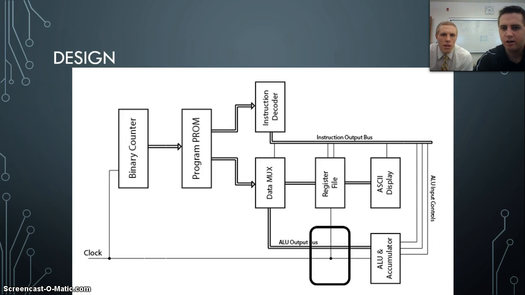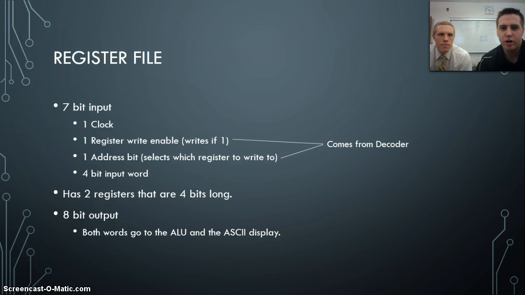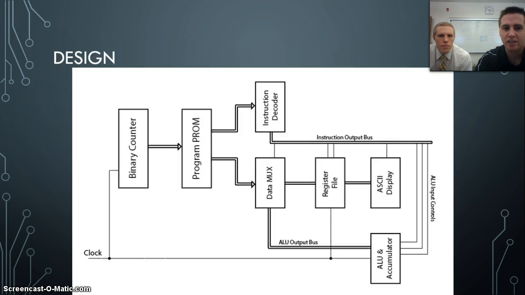And our register file is just a simple 2-word, 4-bit register file, so it has 2 registers. It takes in 7 inputs: a clock input that's synchronized with the rest of the system, a write enable, and an address bit, which come from the decoder and determine where to write the 4-bit input word that's sitting there from the data mux. And it has an 8-bit output. It outputs both of the data from the registers, and that goes to the ALU and the ASCII display.